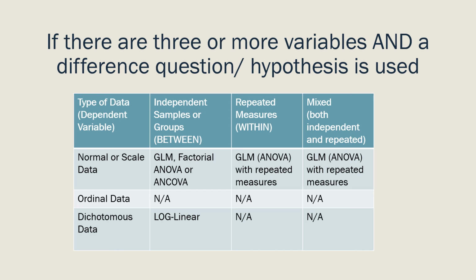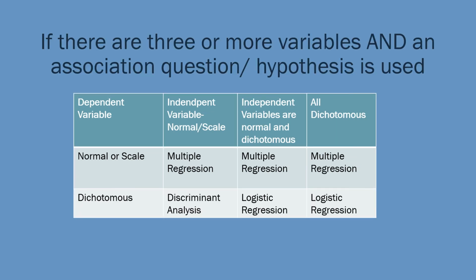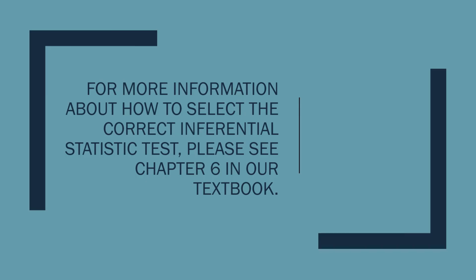You will notice when you look at three or more variables and using an association question, there is no NA, and actually it's a lot of using regression analysis, which is really interesting. Again, all of my information is taken from our textbook and chapter 6. For more information about how to select the correct inferential statistics test, please see chapter 6 in our textbook.